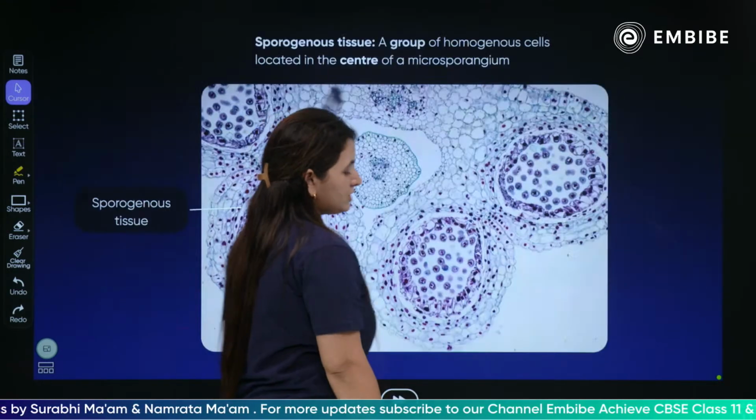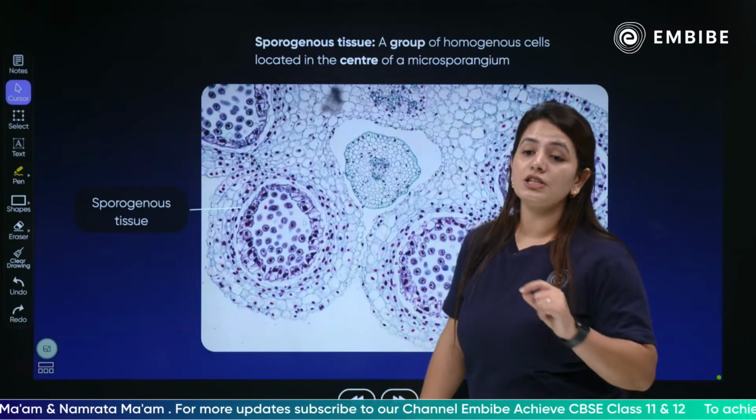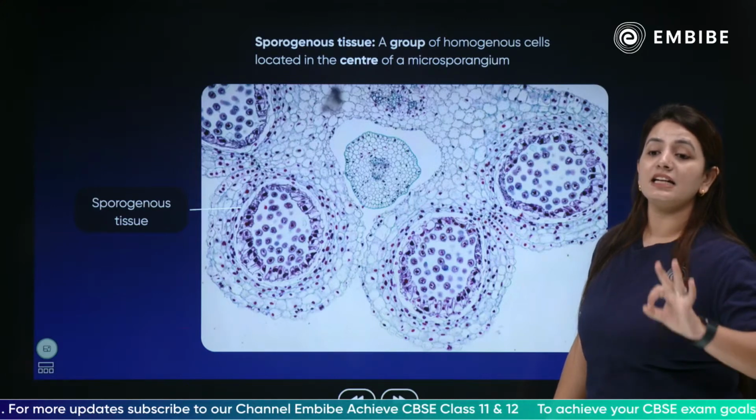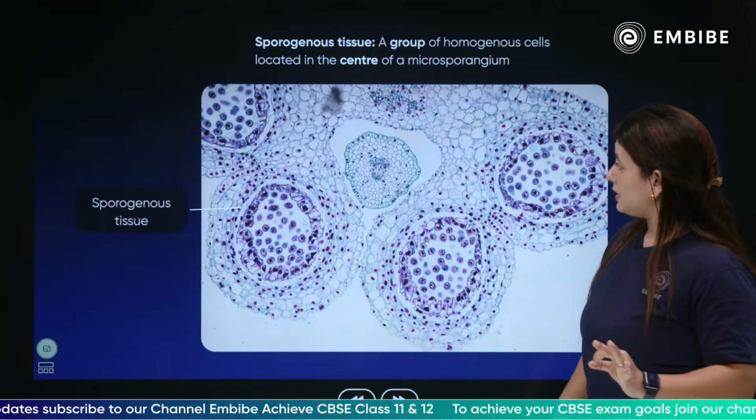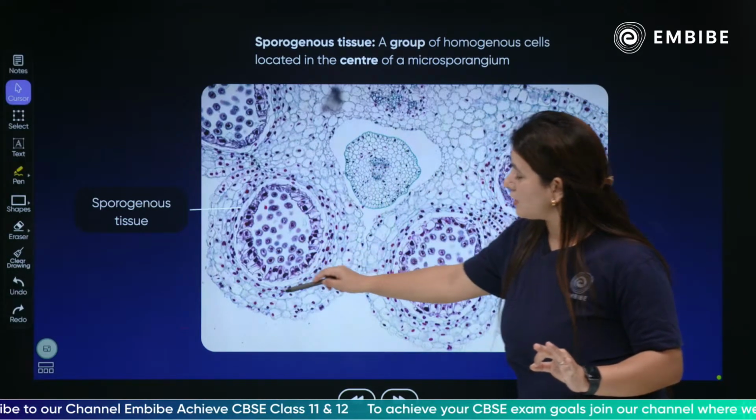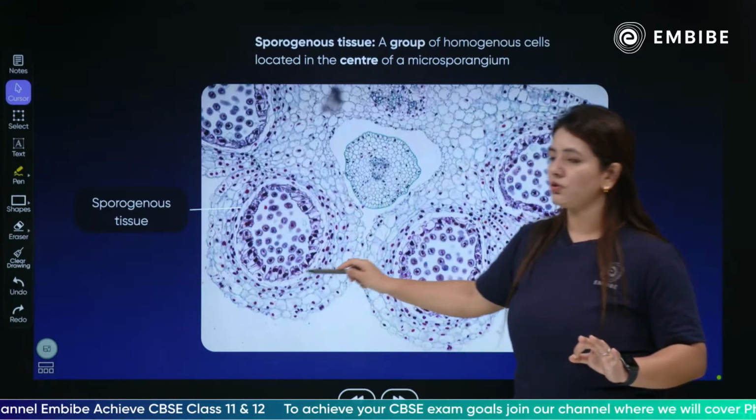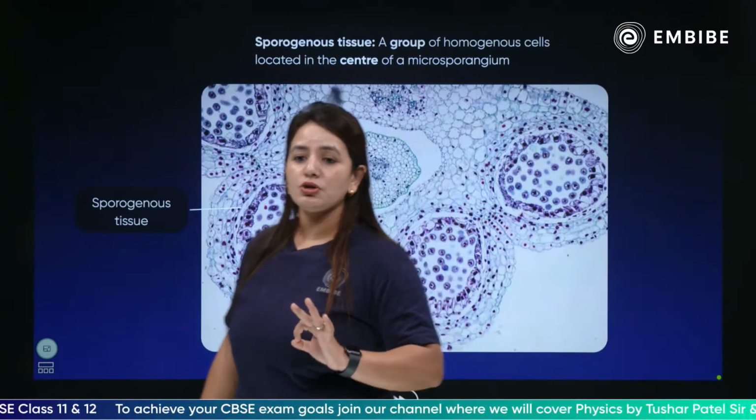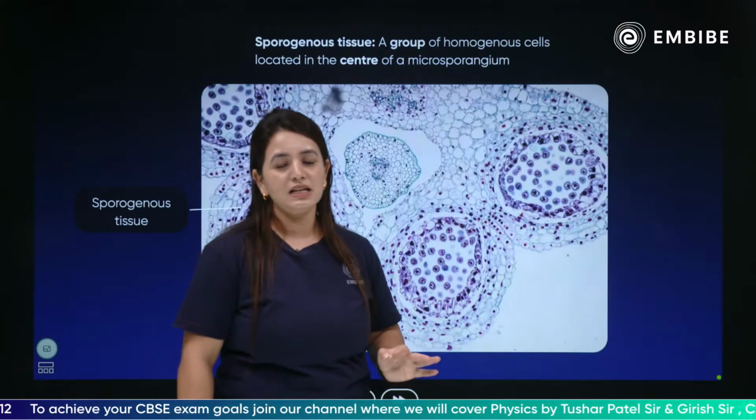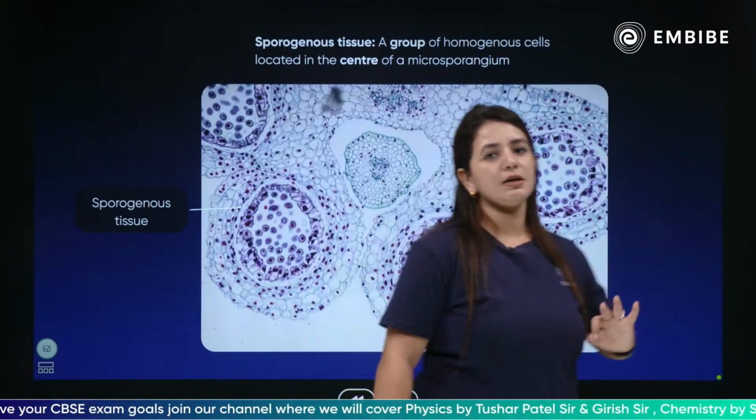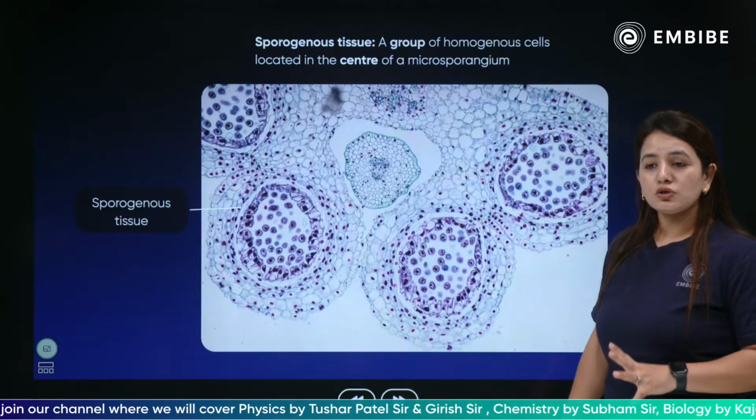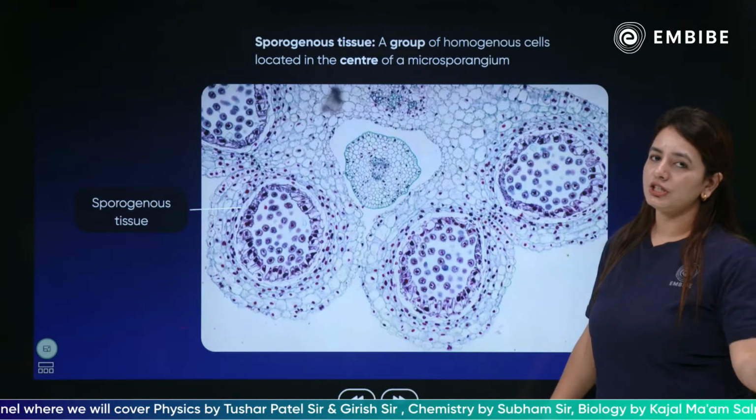So what is a sporogenous tissue, children? Your sporogenous tissue is made of homogeneous cells located in the center of the sporangium. This is the sporogenous tissue which is present in the microsporangium. They are homogeneous cells, the same type of cells, located at the center of the microsporangium. Clear? This is also a part of the microsporangium.